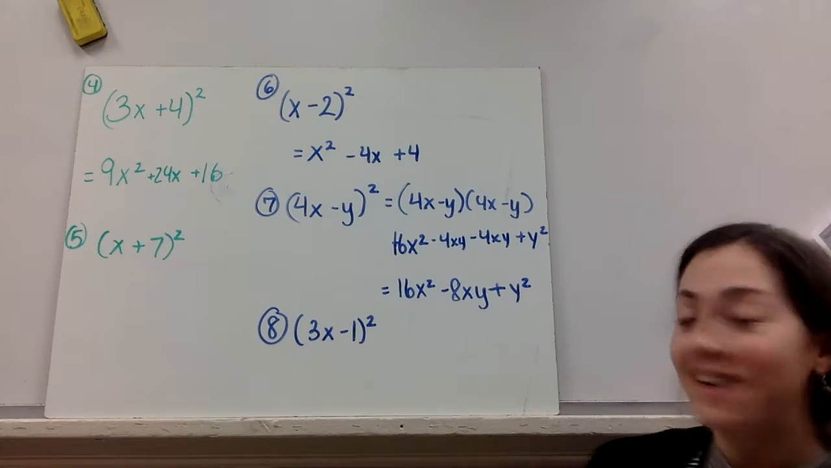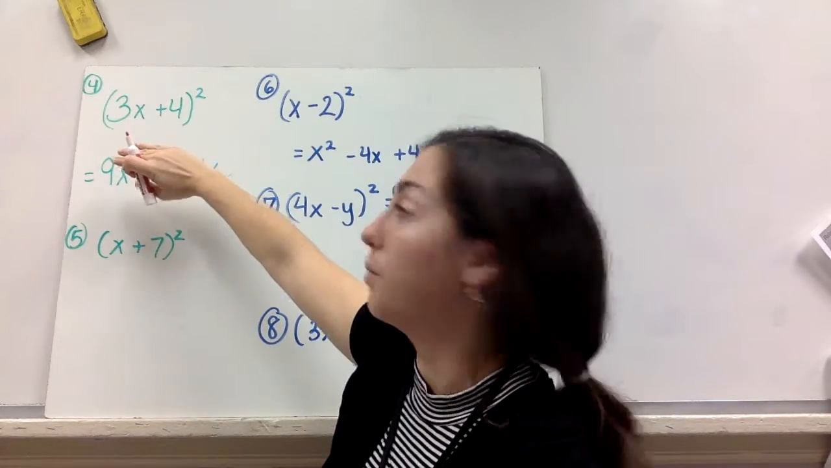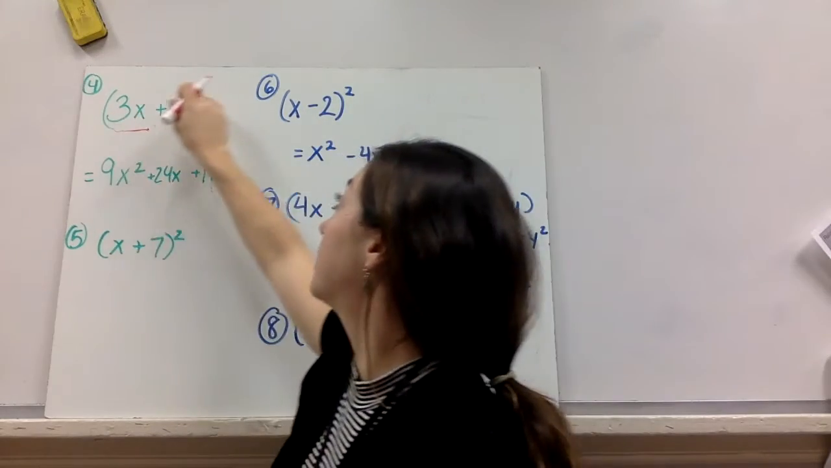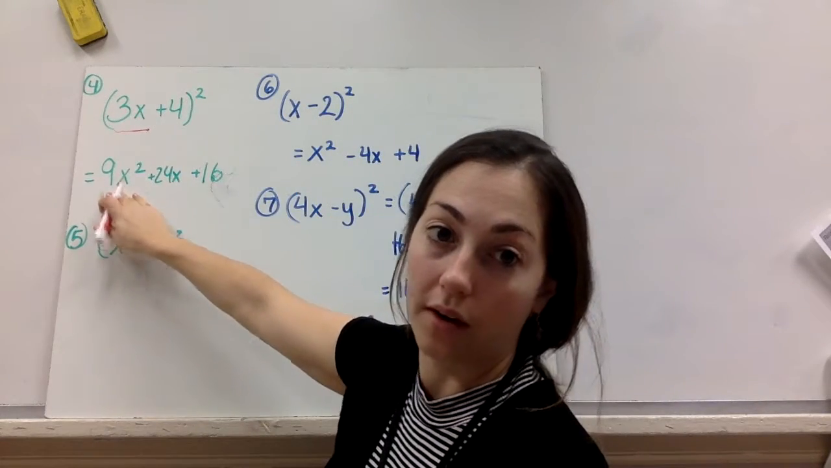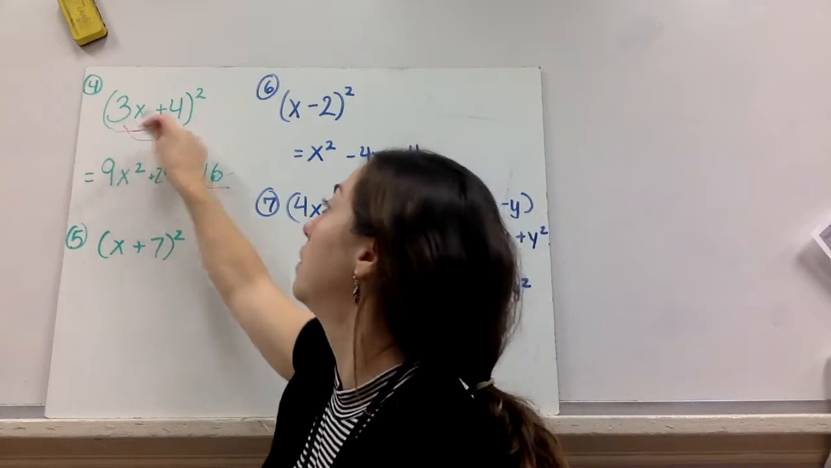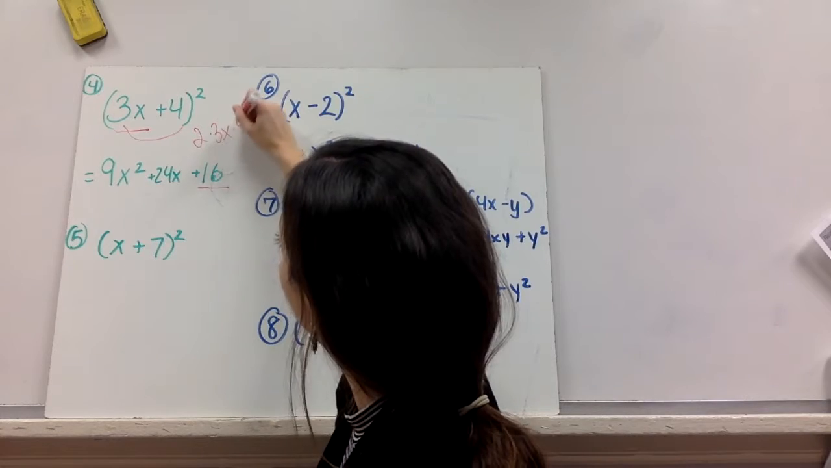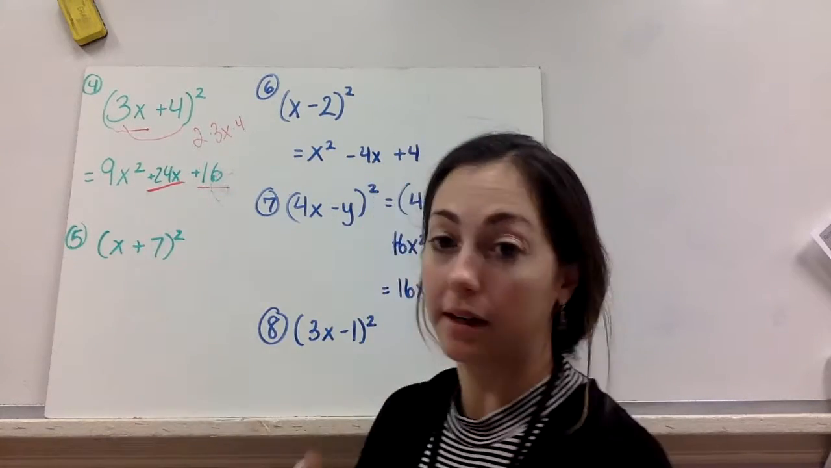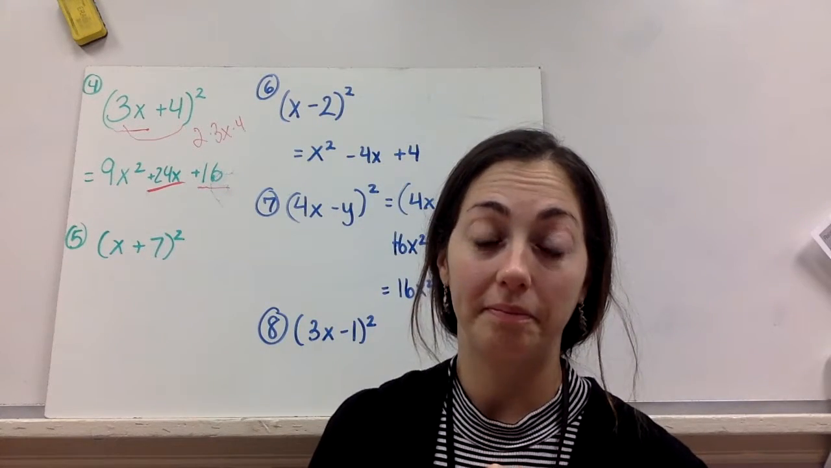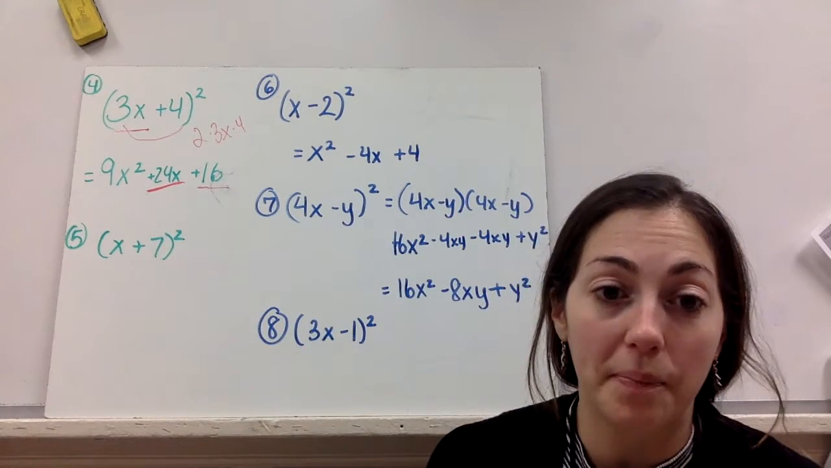So here, looking here, 3x plus 4 squared. What are we doing? 3x squared is 9x squared. 4 squared is 16. And in the middle, 2 times 3x times 4 is 24x. So now, try this one before I do it.